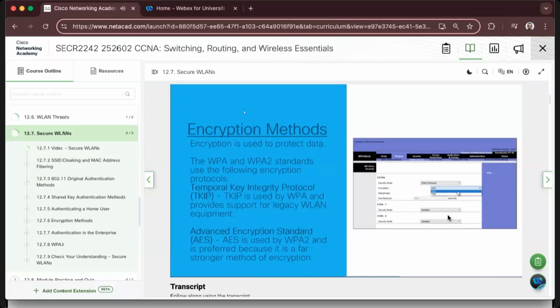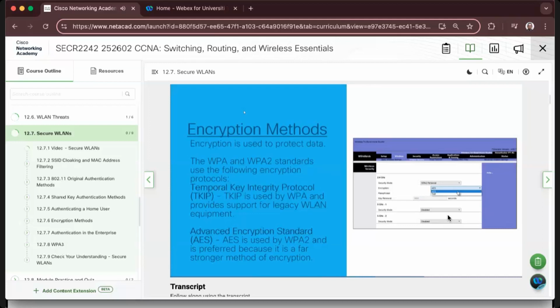Along with authentication, encryption is the method of being able to protect our data. Even if an intruder has captured encrypted data, they still would not be able to decipher it in a reasonable amount of time. WPA and WPA2 standards use the following two encryption protocols. We have TKIP and we have AES. TKIP is used by WPA and it provides support for legacy wireless local area network equipment. Now, TKIP addressed the original flaws of WEP, Wired Equivalent Privacy, but TKIP still is not as strong as AES.